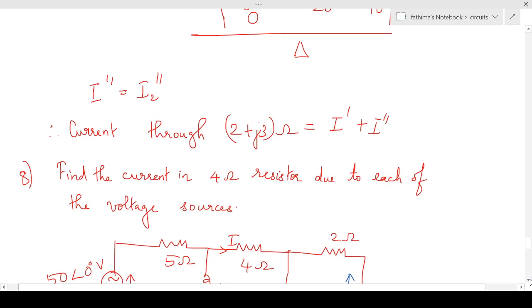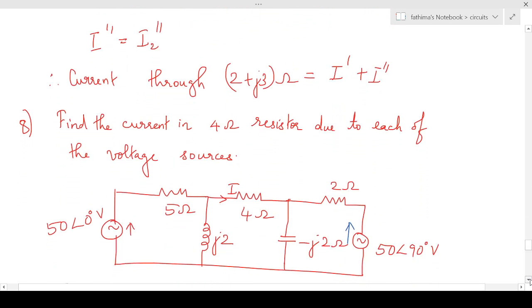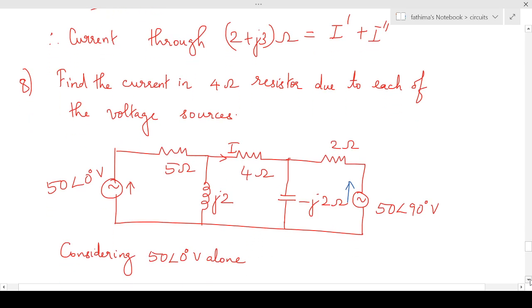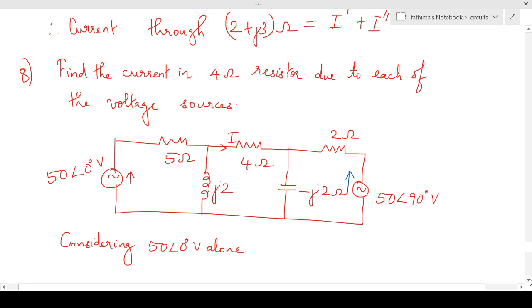Next, we have to find the current in the 4 ohm resistor due to each of the voltage sources. It is not asked to find the current flowing through the 4 ohm resistor. In the question, it is asked only to find the current in the 4 ohm resistor due to each of the voltage sources. So we don't have to add up the responses. We have to just find the current in the 4 ohm resistor due to the 50 angle 0 degree voltage source, and the current in the 4 ohm resistor due to the 50 angle 90 degree voltage source.